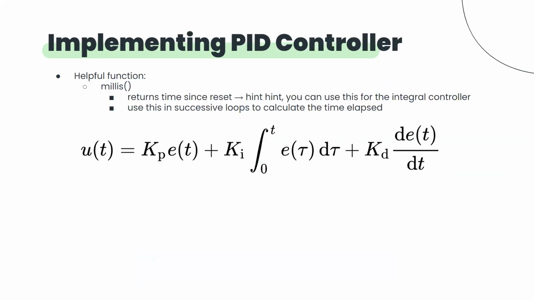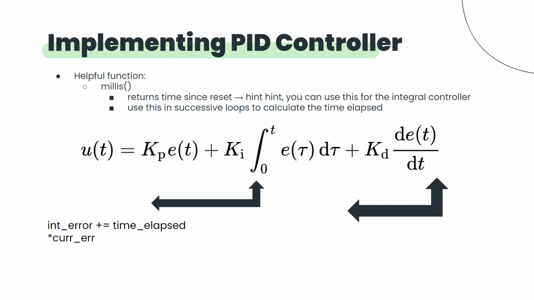All right, so in terms of implementing a PID controller, a couple of helpful functions. Mainly the first one is millis, which returns the amount of time that has elapsed since the restart button was pressed. This can be really helpful when you're trying to take the integral because it gives you the amount of time that has elapsed, and that's really important for the integration. Now, when we're actually trying to implement this U of T function, there are a couple of things. First off, we have KI, the integral controller. To implement this on our Arduino, we're just going to do int error is the summation of the time elapsed times the current error. And for the derivative controller, the derivative error is equal to the current error minus the previous error over the time elapsed.